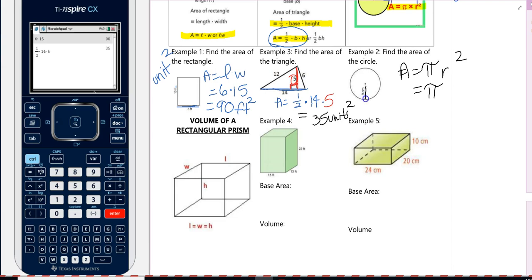Our radius is half the circle. So notice it goes from the center to one point on the circle. That's going to be 9. And we want to square that. So remember, 9 squared does not mean 9 times 2. It means 9 times 9. And if you need your calculator to reassure yourself, 9 squared is 81.